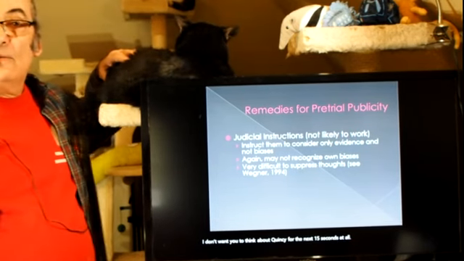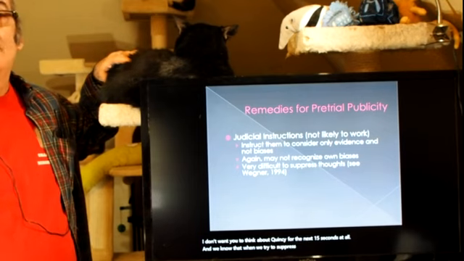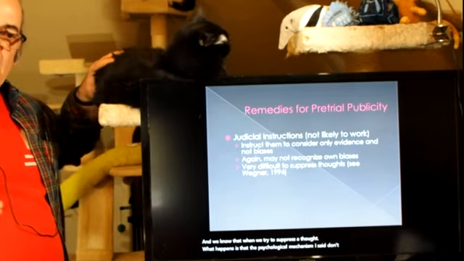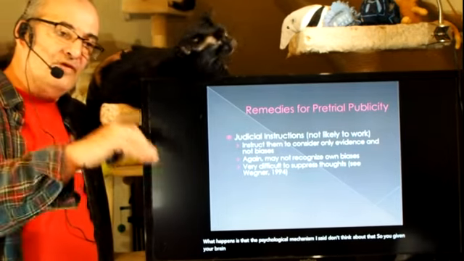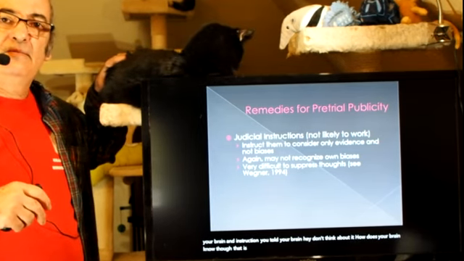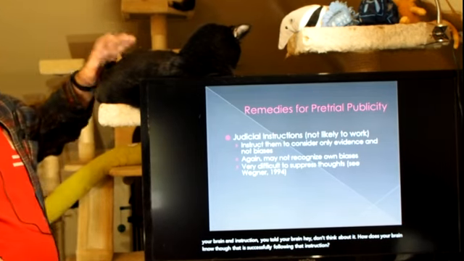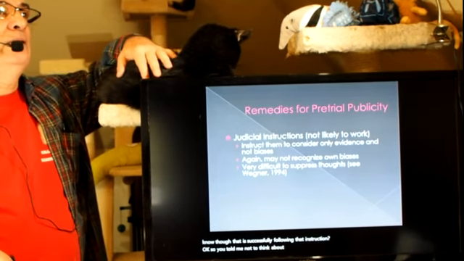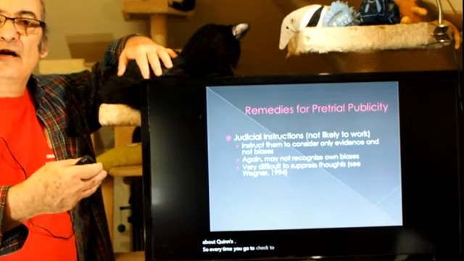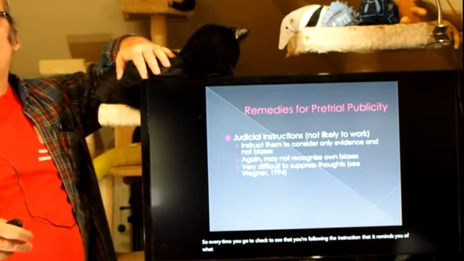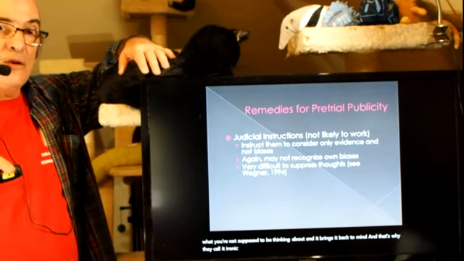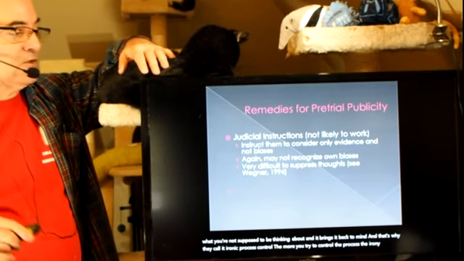And we know that when we try to suppress a thought, what happens is the psychological mechanism, and I said, don't think about that. So you've given your brain an instruction. You told your brain, hey, don't think about it. How does your brain know, though, that it's successfully following that instruction? Okay, so you told me not to think about Quincy. Am I doing that properly? Am I thinking about Quincy? Oh, shoot. So every time you go to check to see that you're following the instruction, then it reminds you of what you're not supposed to be thinking about, and it brings it back to mind, and that's why they call it ironic process control. The more you try to control the process, the irony is, the less in control it is.